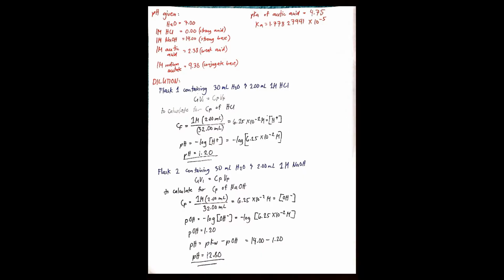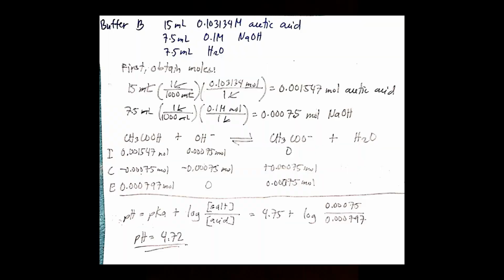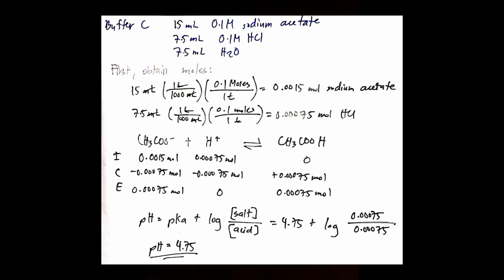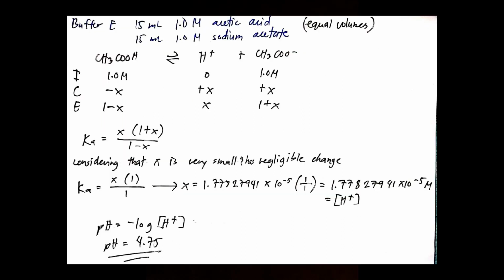First is to list all the given values and the evaluation which shows that the change in concentration of the reagent has an effect on its pH. The next calculation is for the pH of buffer A. Then the pH calculation for buffer B. Next is for the pH of buffer C. And the pH calculation for buffer D. Lastly is for the pH of buffer E.